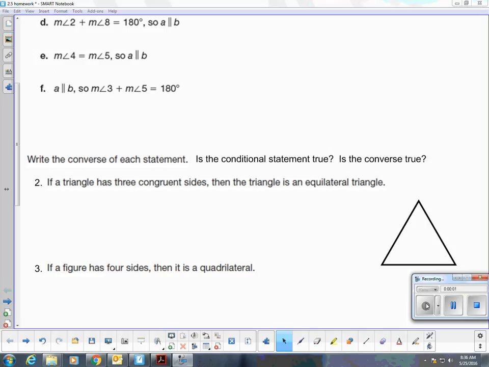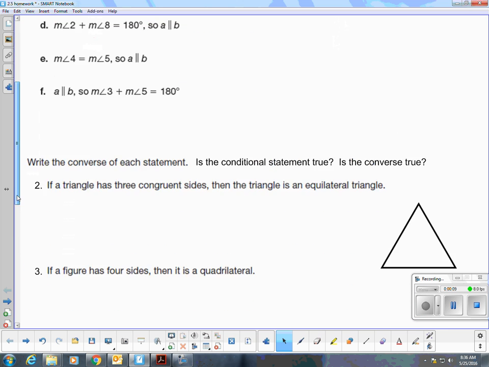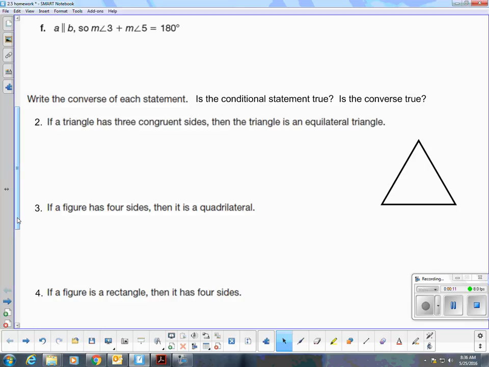The last section of chapter 2 is 2.5. So let's take a look here. We're at the right lesson, 2.5, and scrolling down to question number 2.